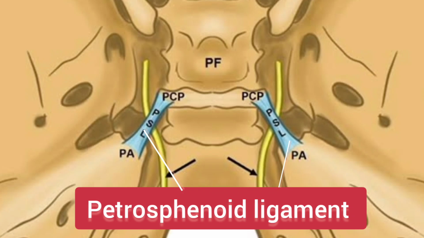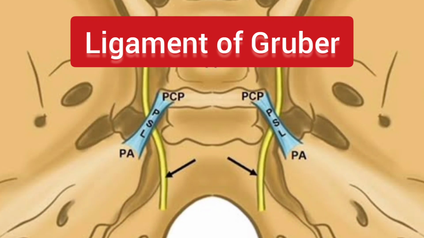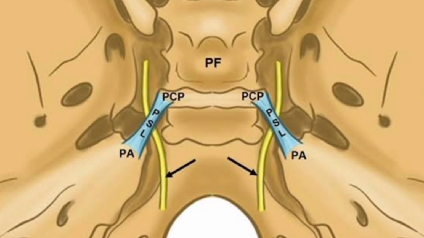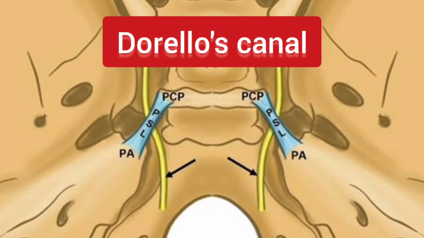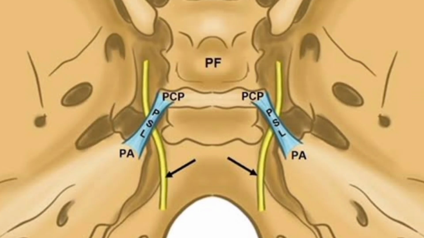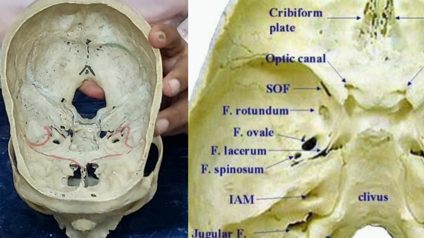of Gruber, and the canal deep to this ligament between the bone and this ligament is called Dorello's canal. Through this canal, the structures passing, I told you already, one is the abducent nerve and another one is the inferior petrosal sinus. Come to the lateral side.